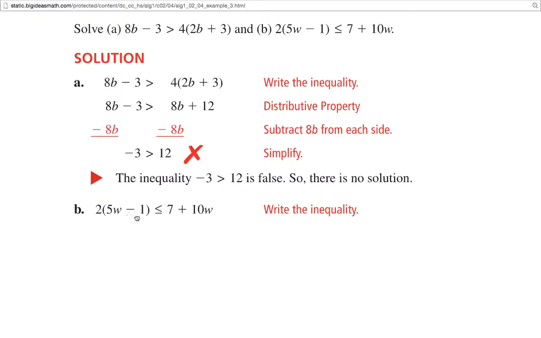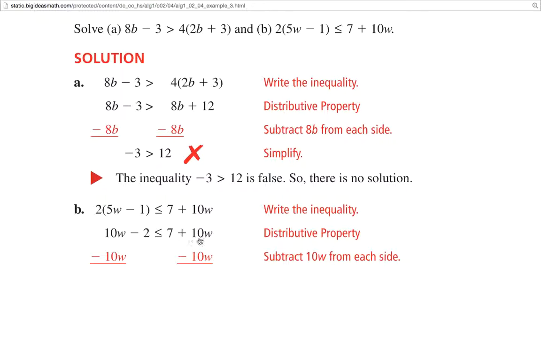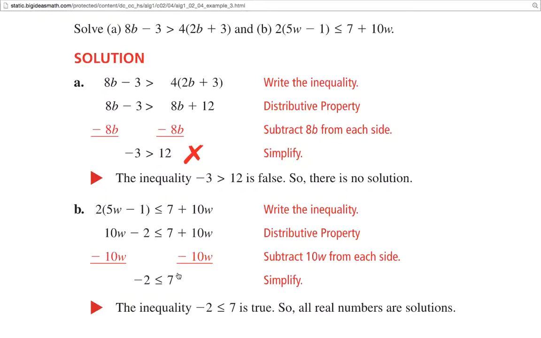2 times 5w minus 1. That should highlight, or at least tell you, that it needs to be distributive property. So you got 10w minus 2 when you distribute that out. We're subtracting 10w from both sides. End up getting negative 2 is less than or equal to 7. In that case, it's true. So I say all real numbers. Y'all say IMS, infinitely many solutions. Either one's fine. But understand that anything you plug in for w in that case is going to work.